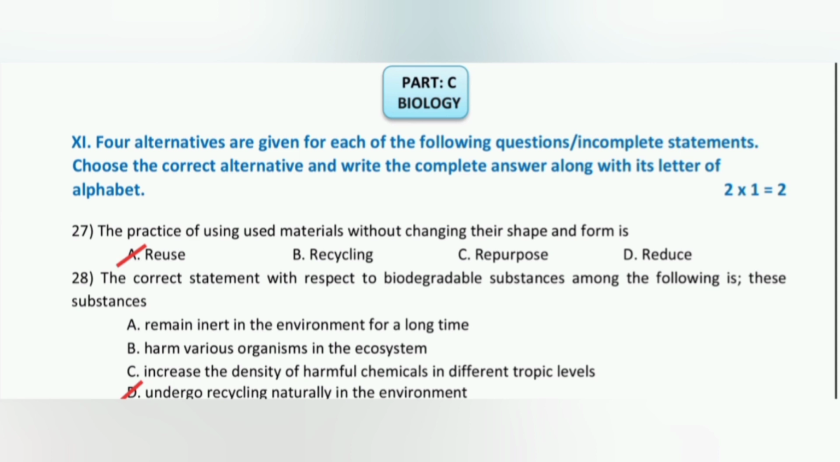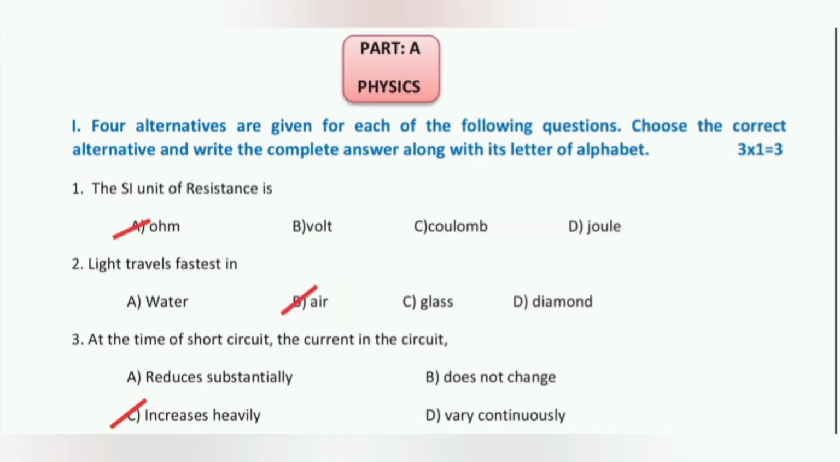Next question. The correct statement with respect to biodegradable substances among the following is. Read all the four options, and the correct option is: undergo recycling naturally in the environment. Biodegradable substances undergo recycling naturally with the help of decomposers.